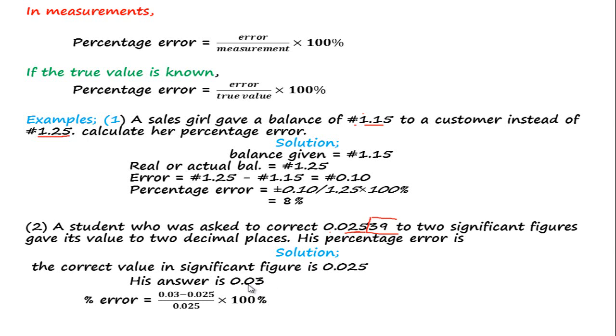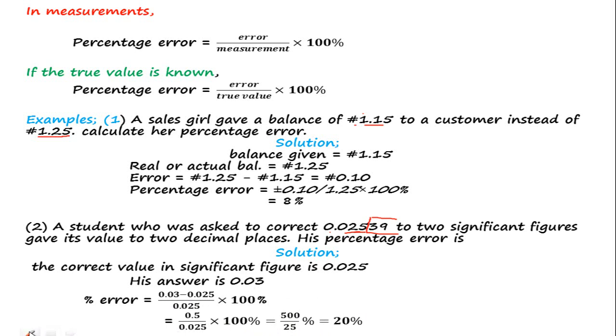Now we are going to remove 0.03 from 0.025. Are you following? When you remove it, divided by the actual number, which is this one. Now when you do it, you are going to get 0.5 divided by 0.025 times 100%, which is 500 divided by 25, which is 20% percentage error.